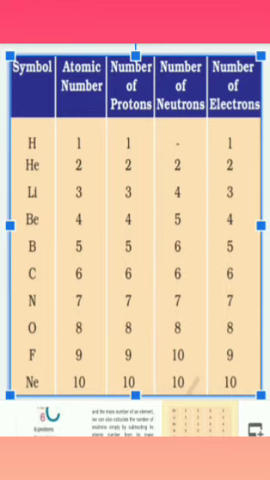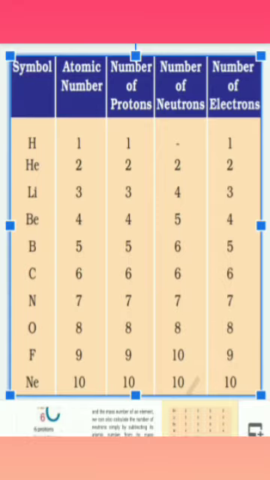So hydrogen has atomic number 1, number of protons 1. It has no neutrons. This is the only element that doesn't have neutrons. And number of electrons 1. Why? How to find the number of electrons? Because the number of protons is equal to the number of electrons. Then only the atom becomes neutral.